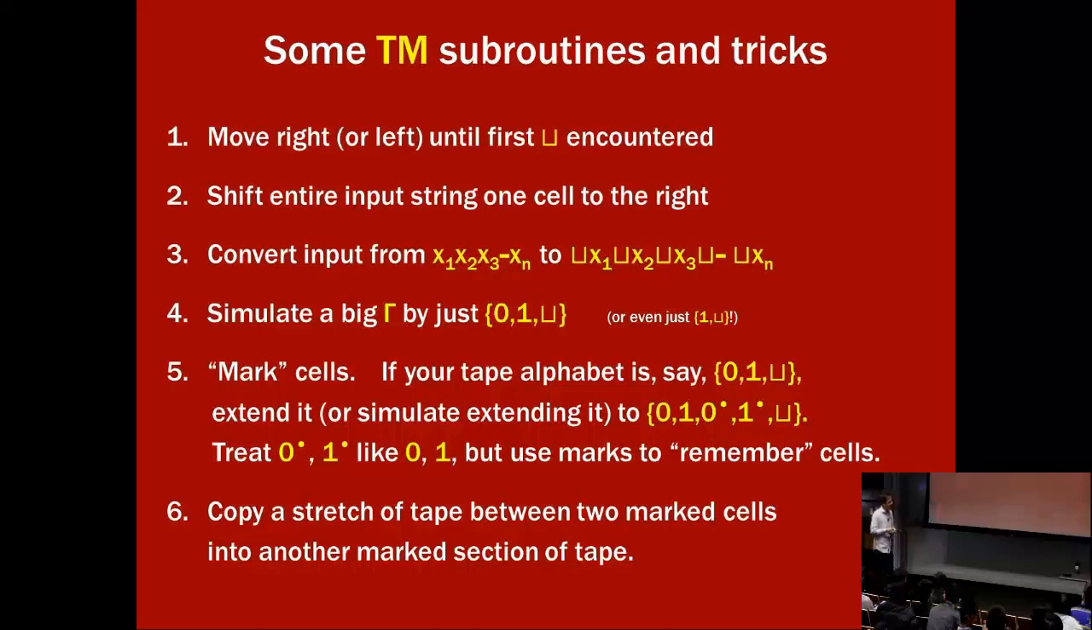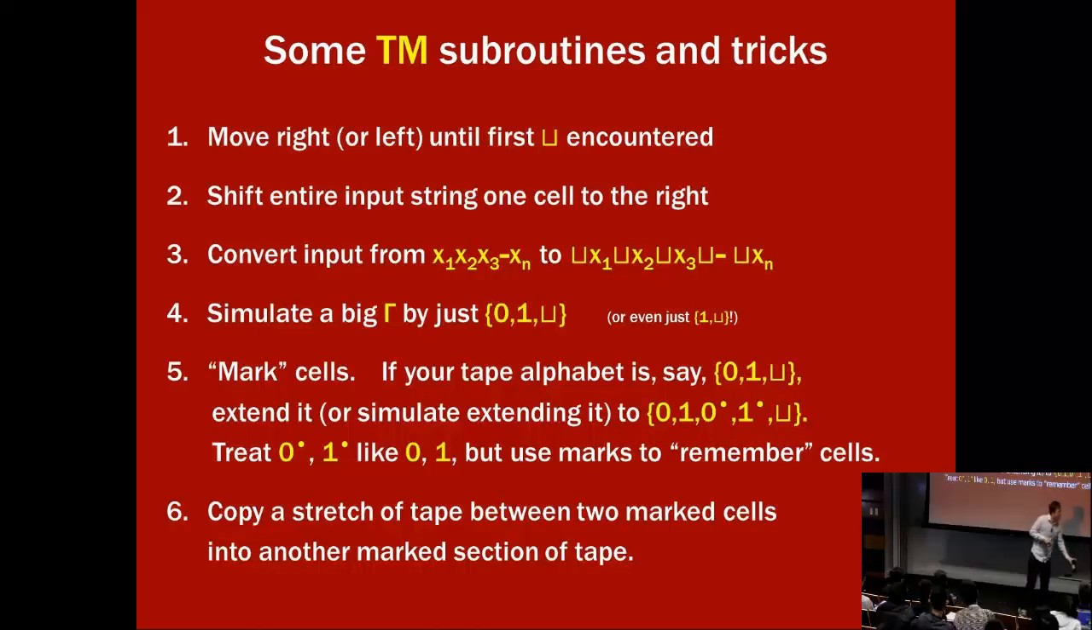So this actually kind of explains why the exact definition of what tape alphabet you're allowed, how big it is, doesn't really matter that much, because you can even simulate it by a little tape alphabet. You can actually even do it just with 2 symbols, like writing everything in unary. That's very annoying.